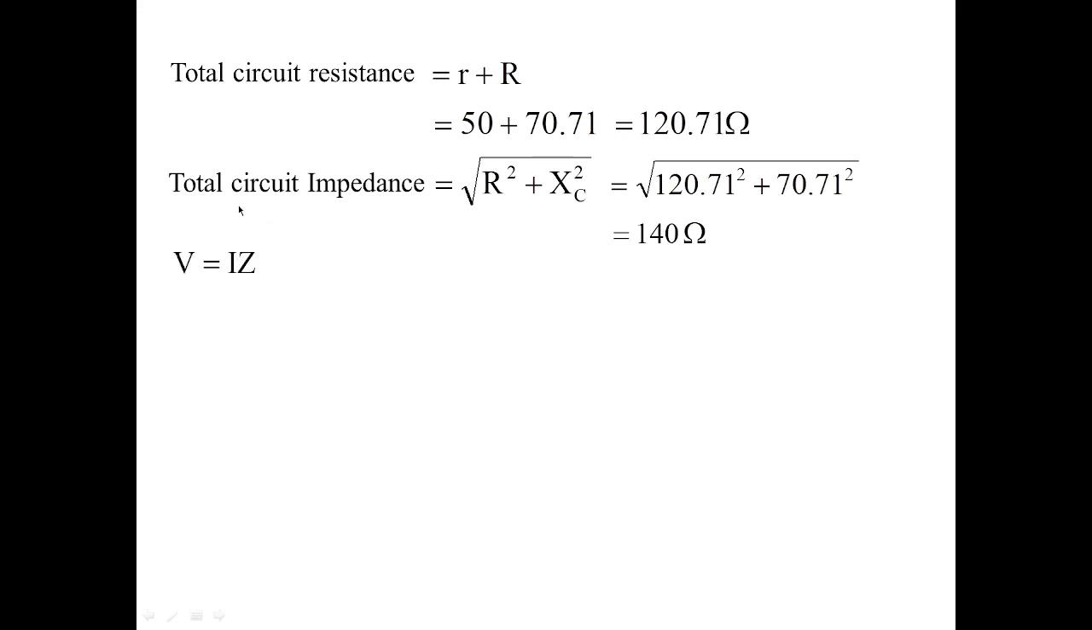Now once we obtain the value of total circuit impedance, we can calculate the voltage applied, which is equal to 5 amperes into 140 ohms. 140 ohms is the total circuit impedance, which gives 700 volts.